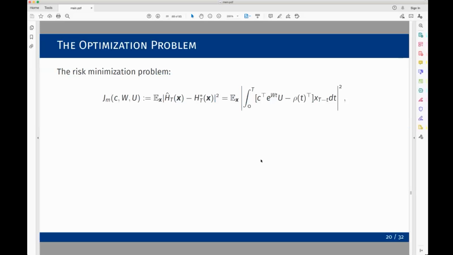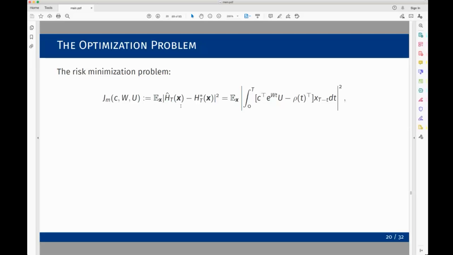In the simplest case, we would consider the risk minimization problem. We want to minimize the difference between our predicted output and the true output. Suppose we are only interested in the final time output, capital T, and we should also consider the distribution of our input space X. So our loss function looks like this.